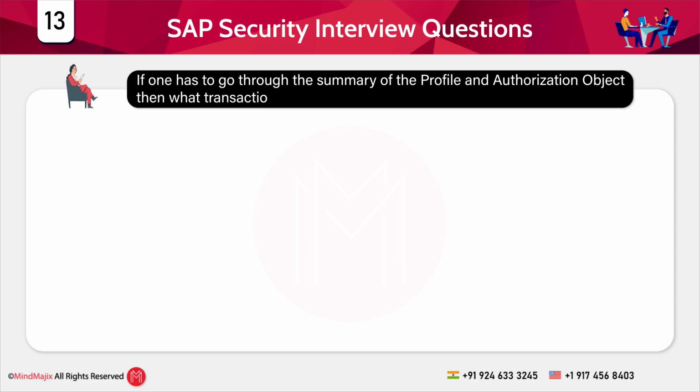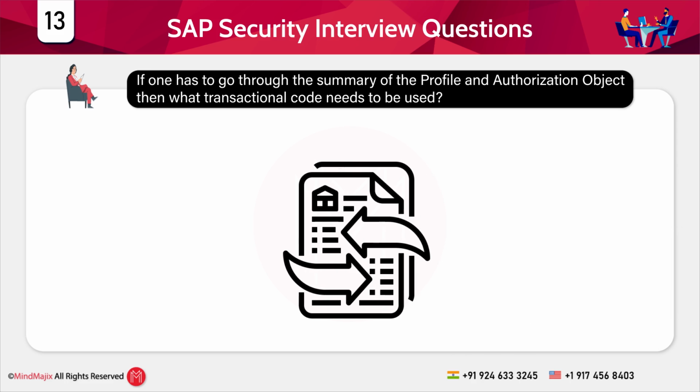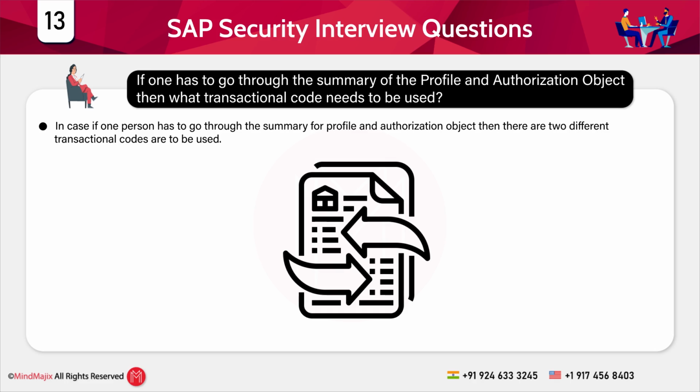The next question is, if one has to go through the summary of the profile and authorization object, then what transaction code needs to be used? In case a person has to go through the summary for profile and authorization object, there are two different transaction codes to be used. For the summary of any authorization object, one has to use the transaction code SU03. And if one needs the summary of profile details, then one has to use the transaction code SU02.